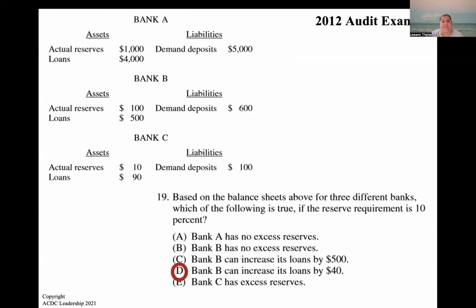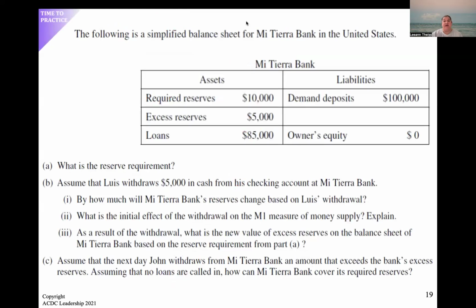All right, you have this one on your paper. What I would really like for you to do is pause the video and try this yourself first, and then come back and see if you got the stuff right. So I'm going to work it out, but I think you should pause first and do the calculations yourself. Okay. What is the reserve requirement? Well, if we have $100,000 and we have $10,000, that means that the reserve requirement is 10%.